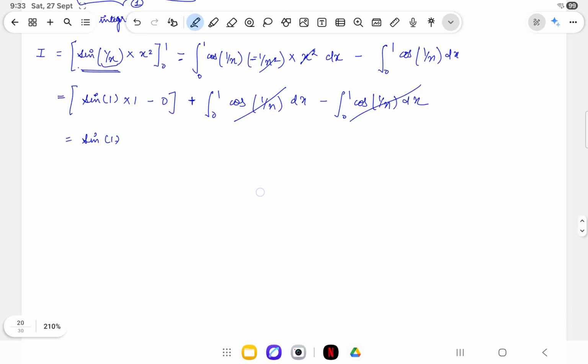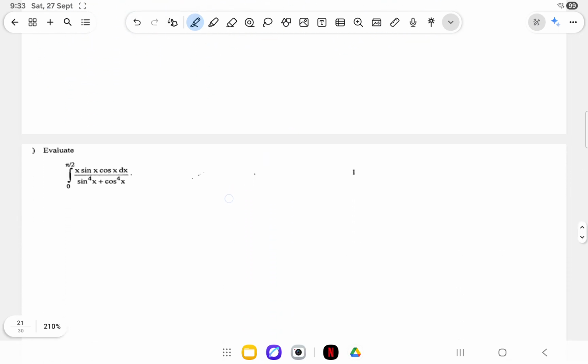So now let's move on to the next question. In the next question they have basically given us a definite integral and we're supposed to evaluate its value. So let's name the integral as I. So it is from 0 to pi by 2 of x sine x cos x divided by sine x raised to 4 plus cos x raised to 4 dx.